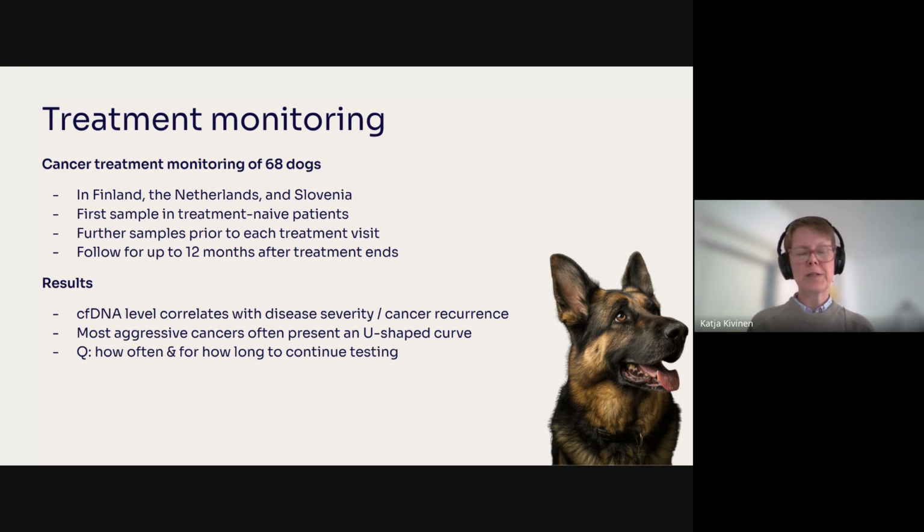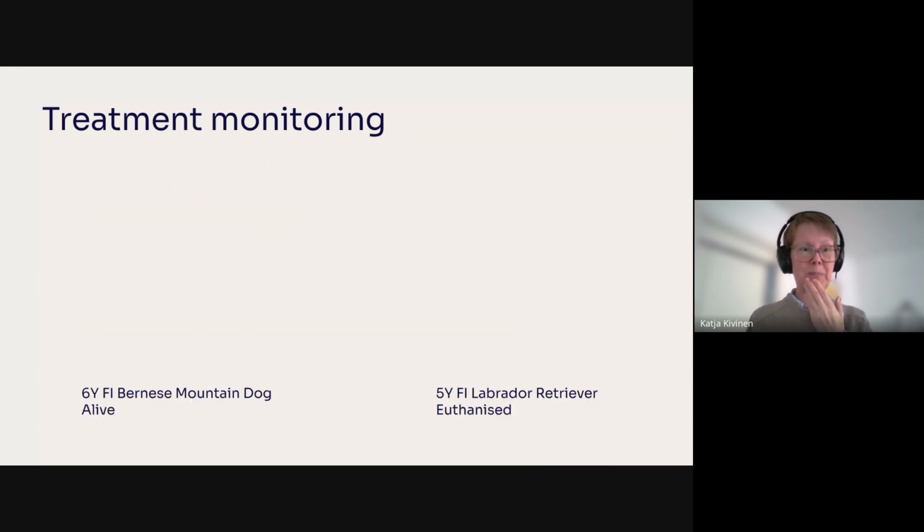It is still a question mark to me for how long we should continue testing and how often to get the best results. So there are some cases where we are already past the 12 months mark and we haven't seen any recurrence. Should we continue testing, or is this it? Has the dog been cured of cancer? I don't know. Maybe with some cancers, yes, but of course, I would like to continue these studies for longer.